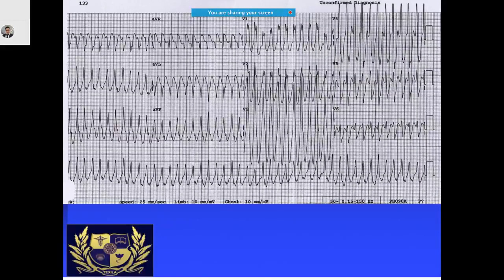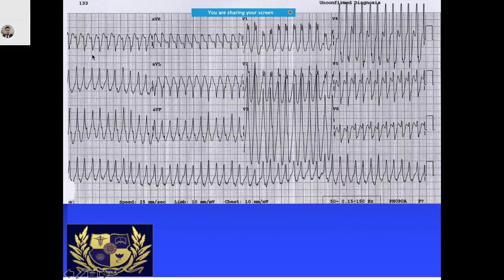So now, what do you notice in this ECG? This is a true case scenario. So what is happening in this ECG now? So what you notice is, this is the tachycardia, right? Tachycardia with right bundle branch block.